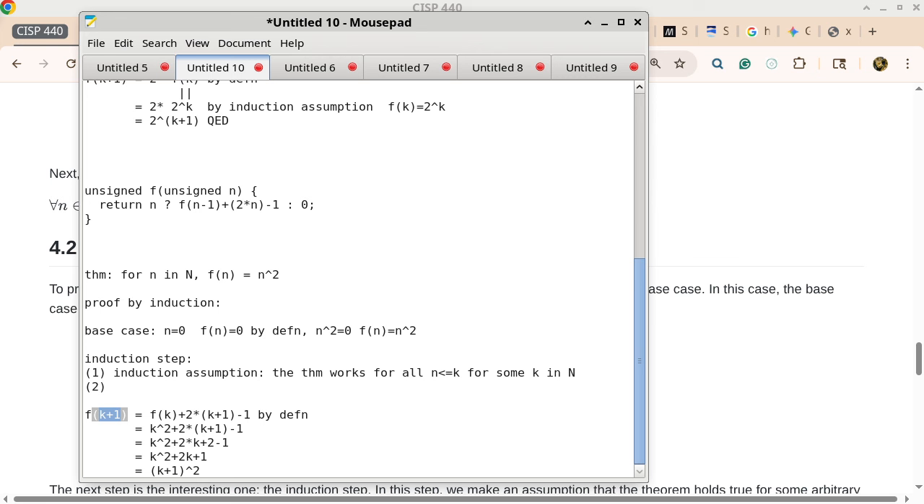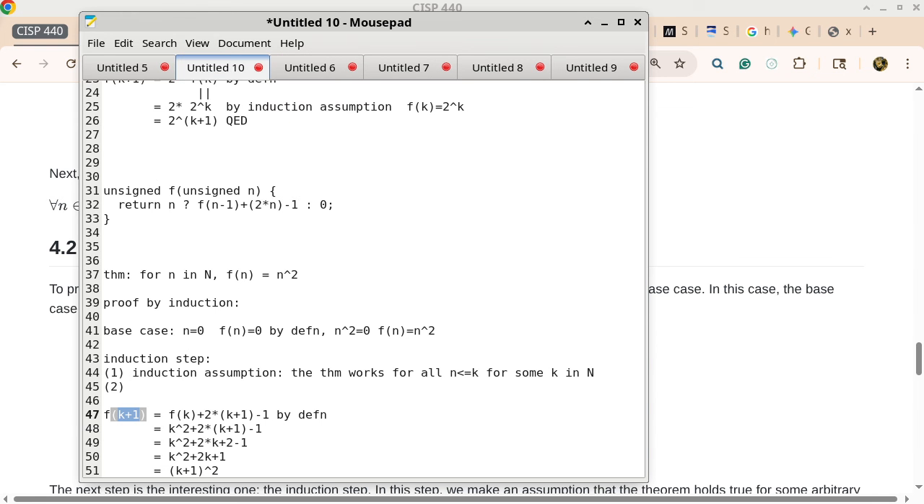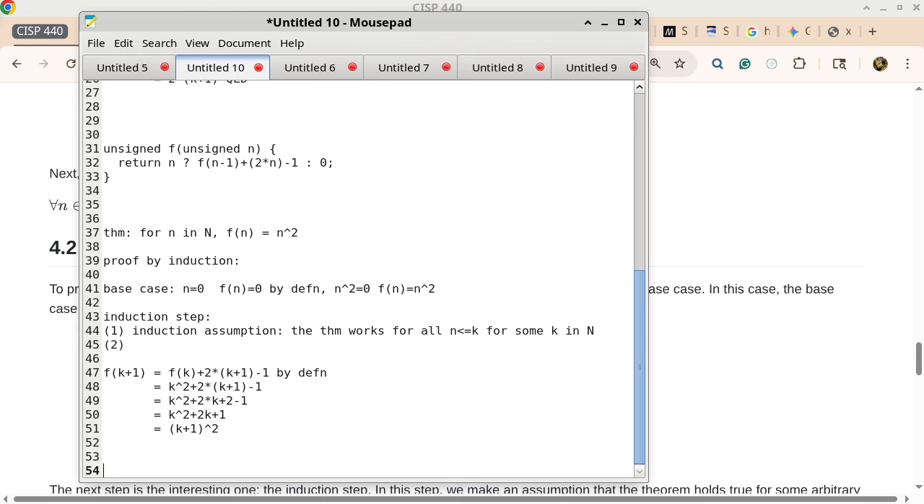Huh? The first line. What do you mean? Okay, let me turn on line number so you can designate the actual line. Okay, which line? Line 47? What about it? Sure. So what do you want to plug in?